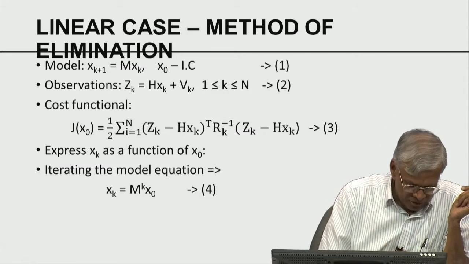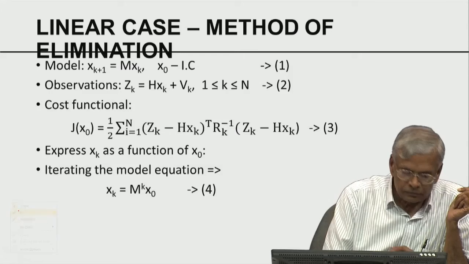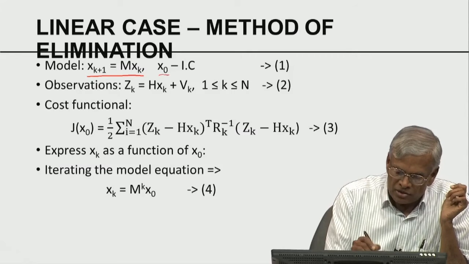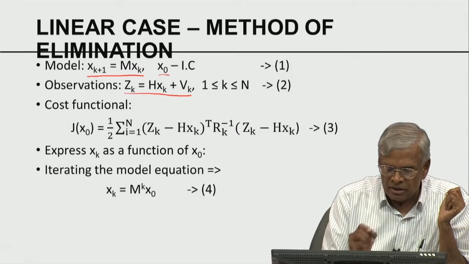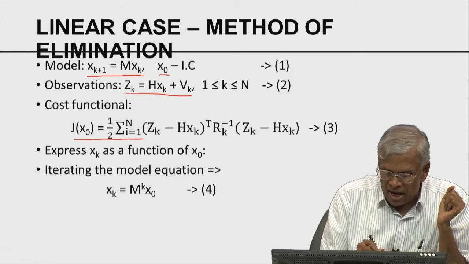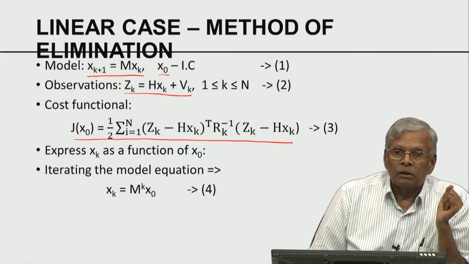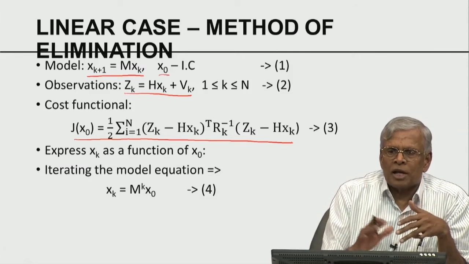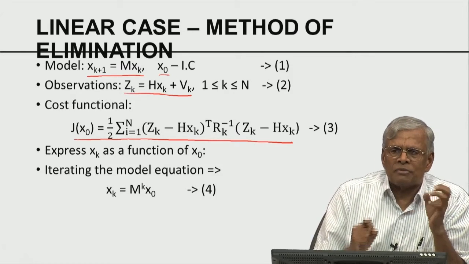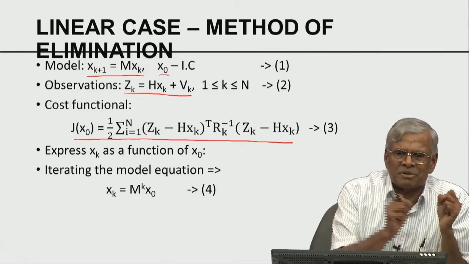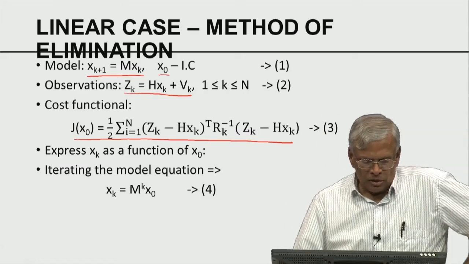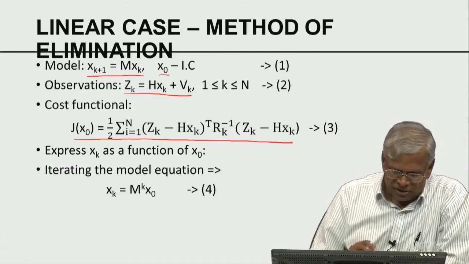So the model is x_{k+1} equals M of x_k, x_0 is the initial condition, observations are z_k equals H of x_k plus v_k, and the cost functional is given by this. Before I utilize Lagrangian multiplier techniques and other things, I am going to simply use the model to express x_k in terms of x_0, the simplest possible exercise. This is simply the method of elimination, you can think of it. So I express x_k as a function of x_0.